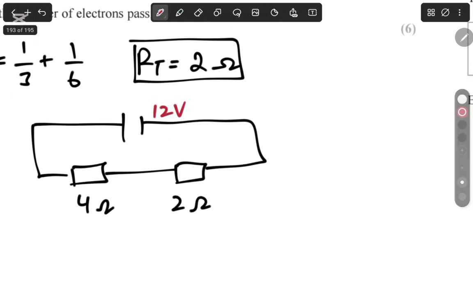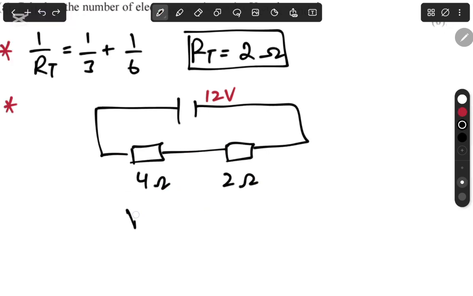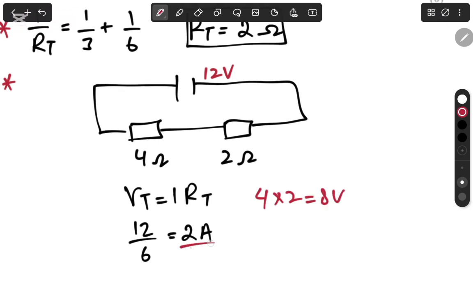Okay, so let's just define the values out first. Let's find how much voltage the 4 ohm resistor will take and how much the 2 ohm resistor will take. So first I'm going to use the formula V total equals I R total to find the current. And the current I'm getting is 2 amps. So 12 divided by 6. 2 plus 4 is 6. And then I do 4 times 2. So V equals IR, and I get 8 volts. So this takes 8 volts. And our 2 ohm resistor will take 4 volts. I can do the calculation as well. 2 times 2 is equal to 4 volts.